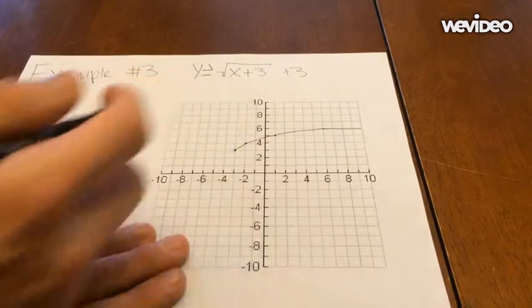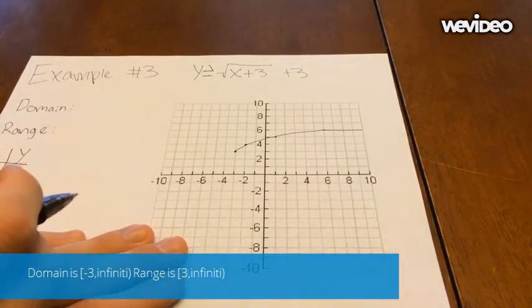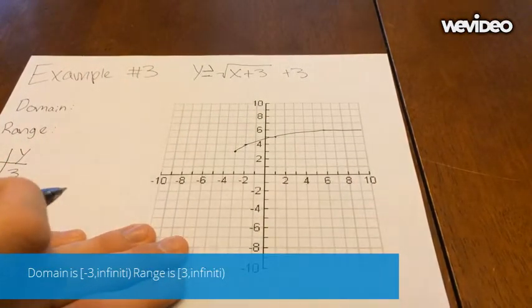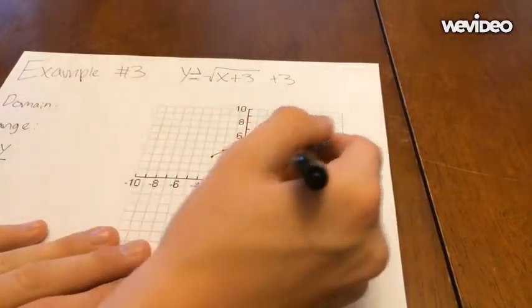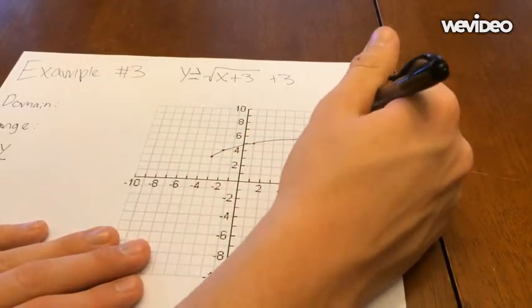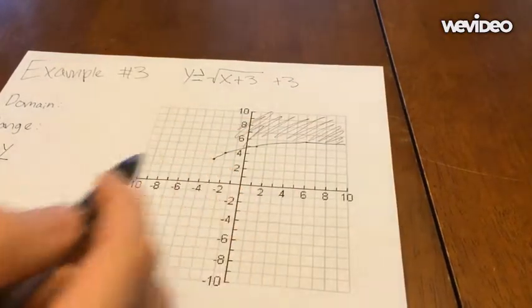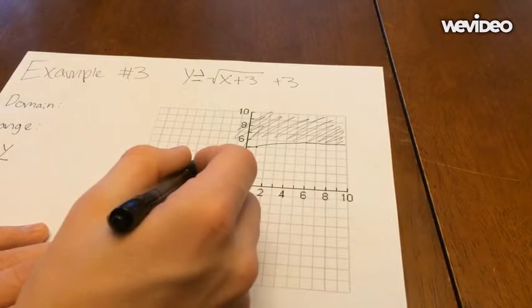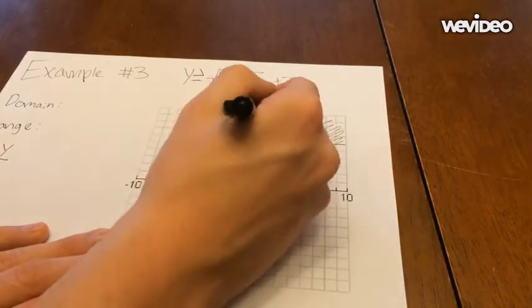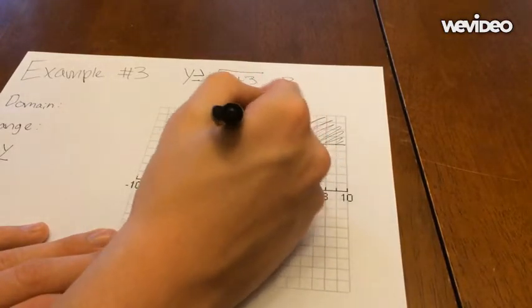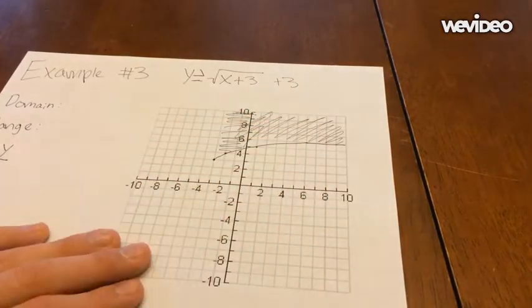Now we can draw our line. But remember, since it's y is greater than or equal to, we have to shade all of the y values above the line. So we're going to shade all in right here. And you may be thinking, what do I do once I get to this endpoint? Well, you're just going to go straight up from this starting point. Right like that. All right.